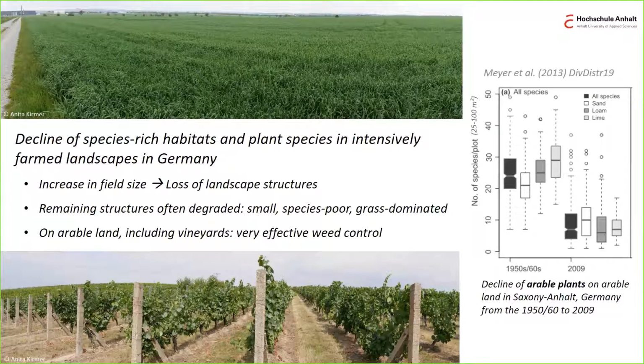In intensively managed farmland in Germany, we face a continuous decline of species-rich habitats and plant species. The increase in field size has led to the loss of landscape structures. Remaining structures are often degraded, meaning small, species-poor or grass-dominated. In addition, a very effective weed control on arable land led to a strong decline of arable plants within the last 60 years, as Meyer and colleagues found in 2013.